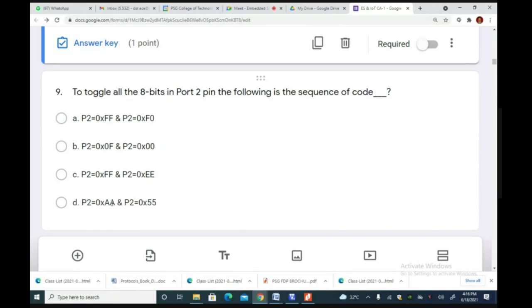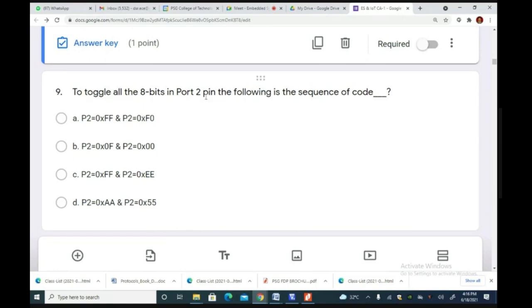So P2 equal to 0xAA and P2 equal to 0x55 is the code which will toggle all the 8 pins. Because AA is 10101010, 55 is 01010101. So all the pins will toggle if we give AA and 55. In all the other 3 cases, only a few pins will blink. So that is what you need to understand, right?